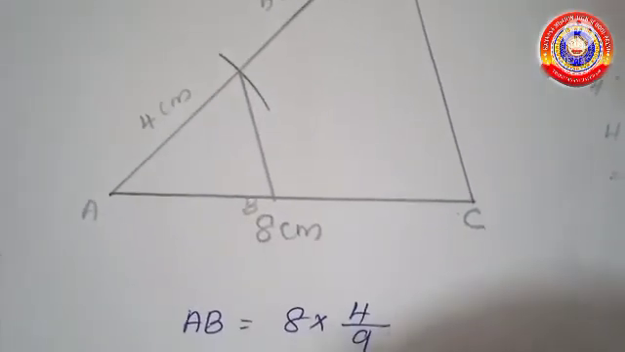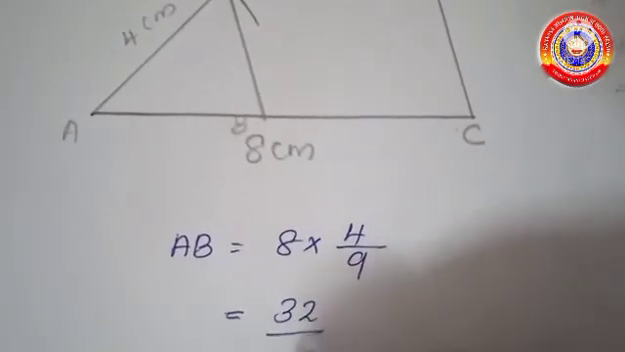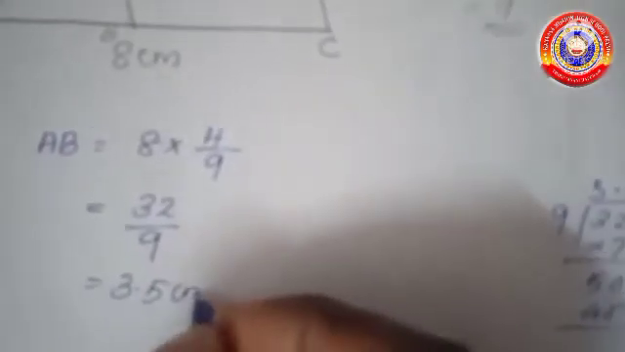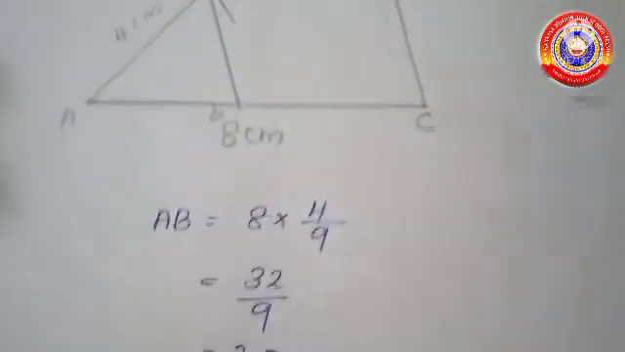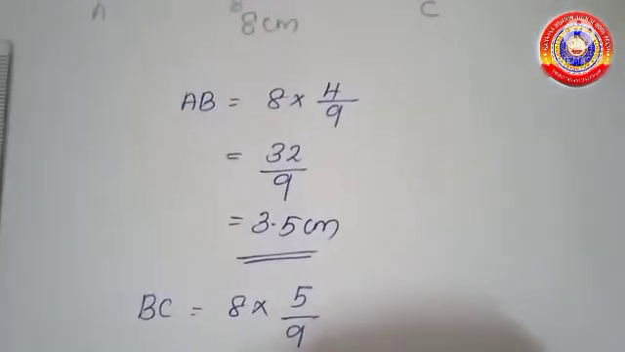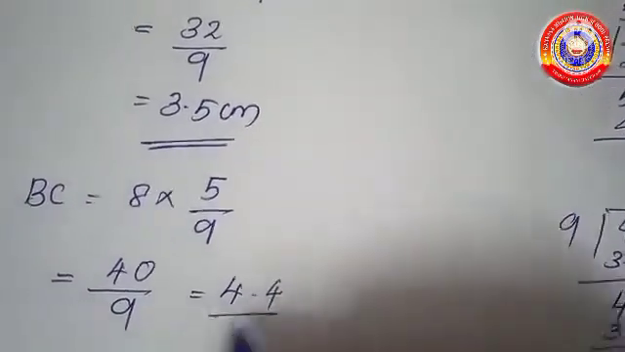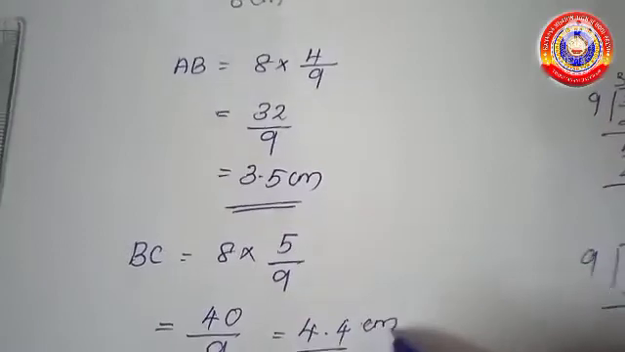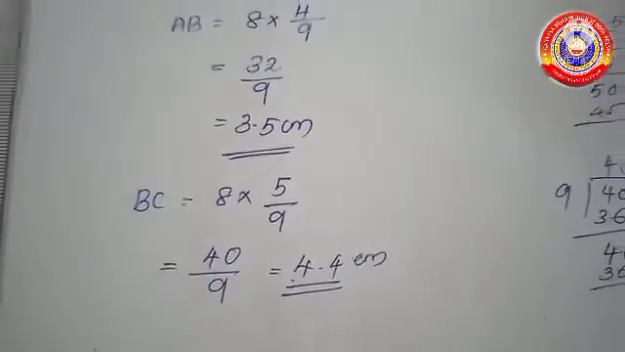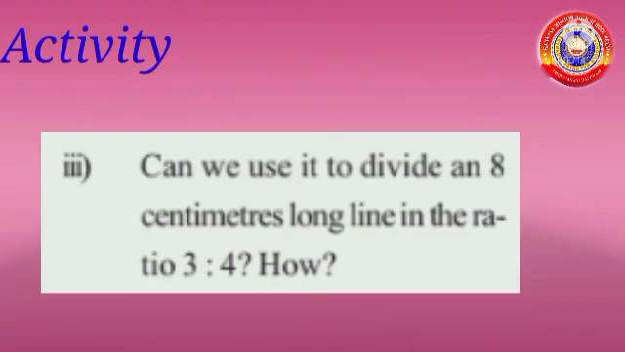Here, the length of AB equals 8 into 4 by 9, which is equal to 32 by 9, equal to 3.5 centimeters. Next, the length of BC is equal to 8 into 5 by 9, which is equal to 40 by 9, which is equal to 4.4. Here, by adding the lengths of AB and BC, we get 7.9 centimeters, which is very close to 8 centimeters. Now here is an activity for you to do.